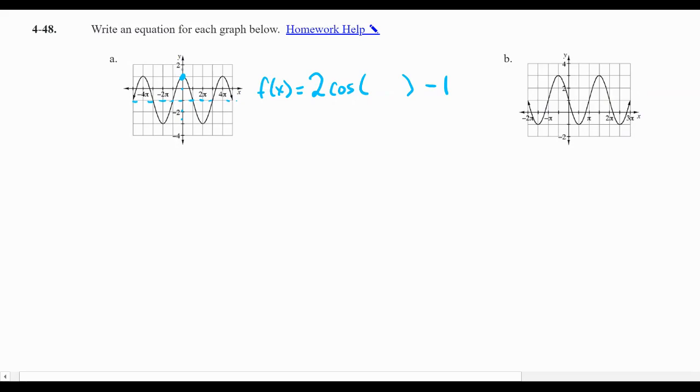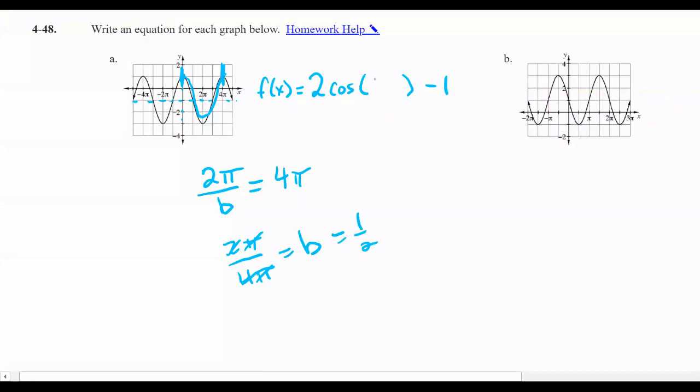And the last thing is I got to figure out what's the B value from the period. So looks like it starts to repeat after, from 0 to 4 pi. So 2 pi over B is equal to the period, which is 4 pi, which is just 2 pi over 4 pi equals B. The pi's cancel. 2 over 4 is equal to 1/2. So 1/2 times x. There's my equation for the first trig function.